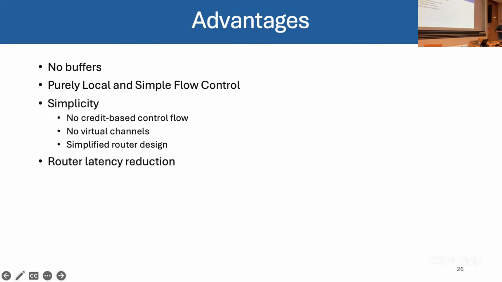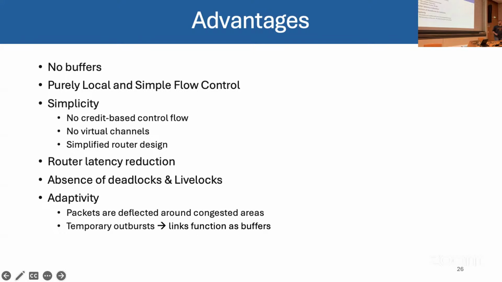Then the router latency also reduces. I'll talk about that in the next slide. And when we use age-based ranking, then there's an absence of deadlocks and also an absence of livelocks. Then the system adapts quite well to congested areas.